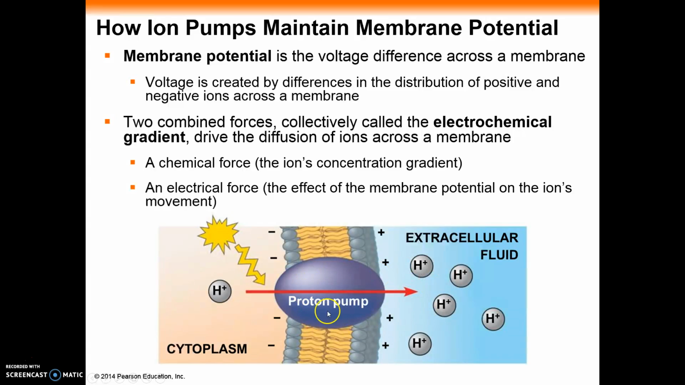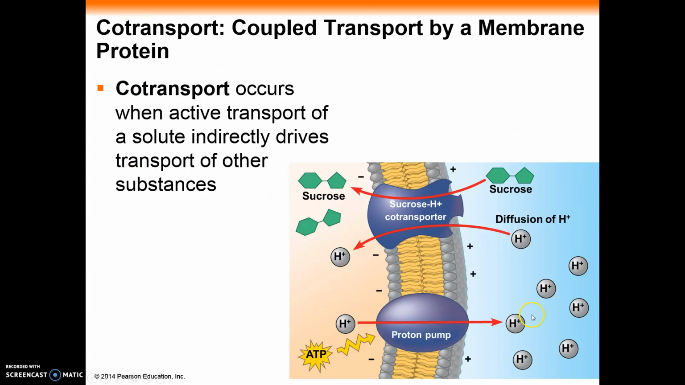What we can do is, by constantly moving ions out and creating both this chemical gradient and an electrical gradient, we can harness that to do other work. So here we have what's called a cotransporter. A cotransporter is an active transport mechanism, but it's utilizing something else to facilitate movement.